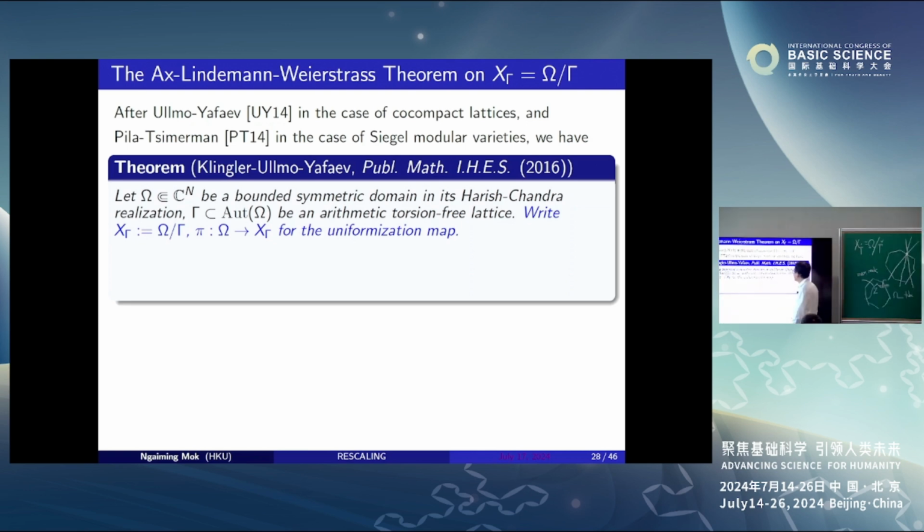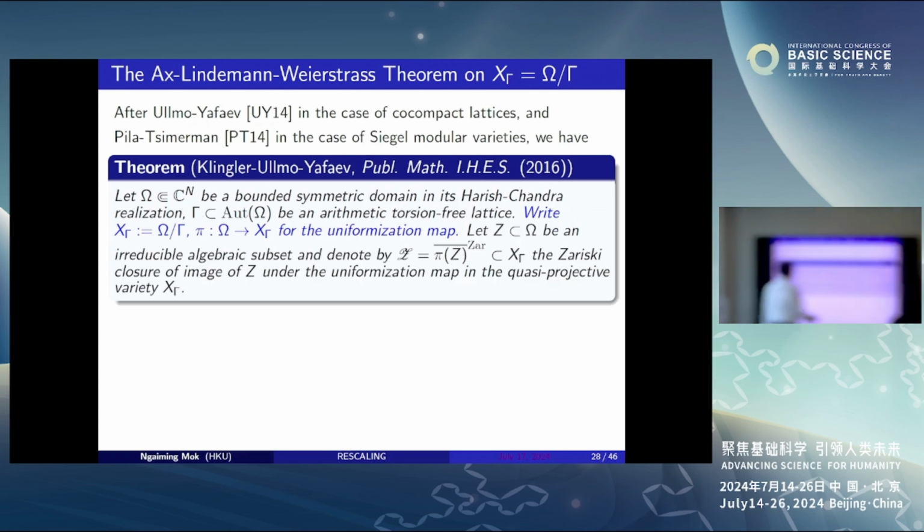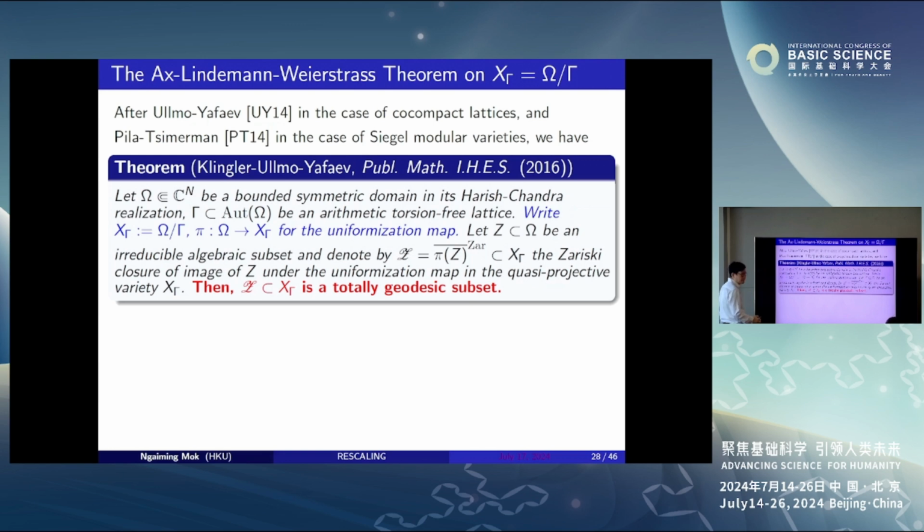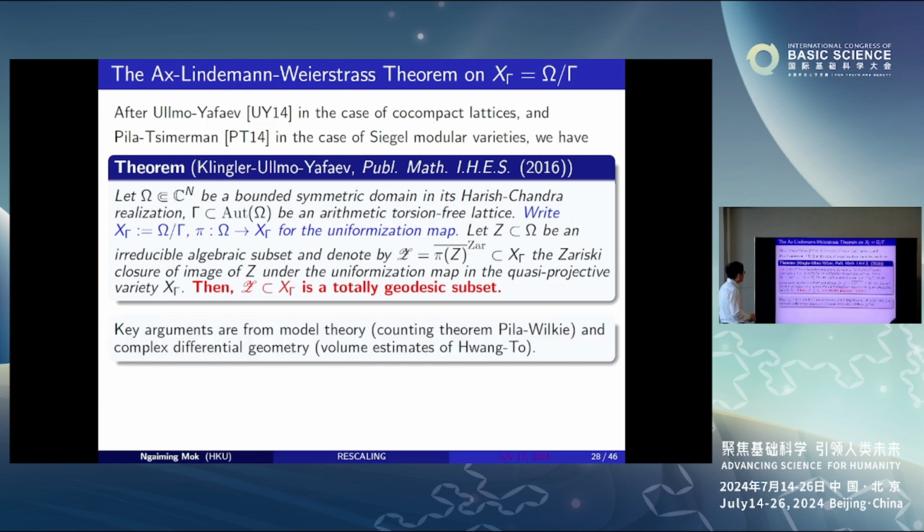So the Ax-Lindemann-Weierstrass theorem was proven after work of Ullmo and Yafaev and then Pila and Tsimerman, and finally in an article in 2016, which says that the conjecture is correct for Gamma arithmetic lattices.